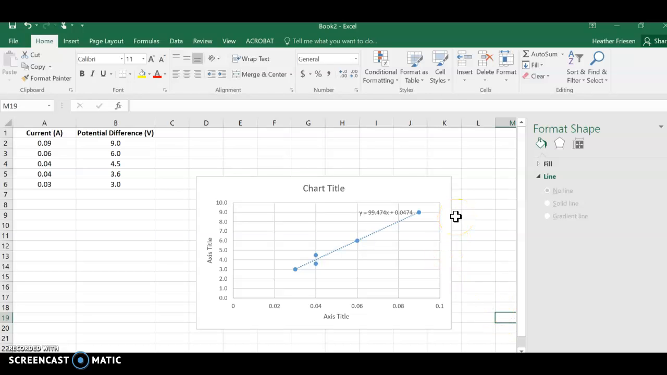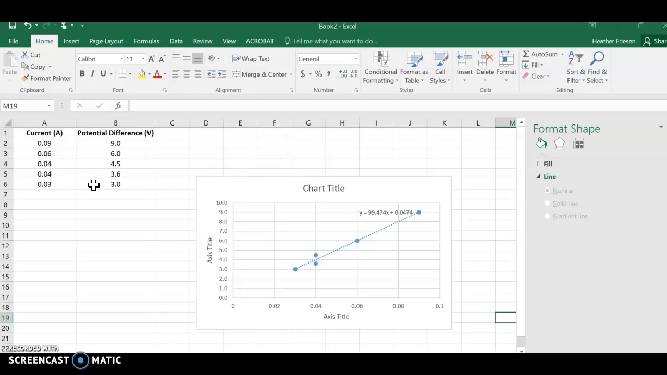because we know that the equation of a line, y equals mx plus b, m, this number right here, is going to tell us the slope of that line. So in this case, our slope is 99.474, but we measured only with the precision of only one decimal place, so we're going to round that off. So I'm going to call that slope 99.5.